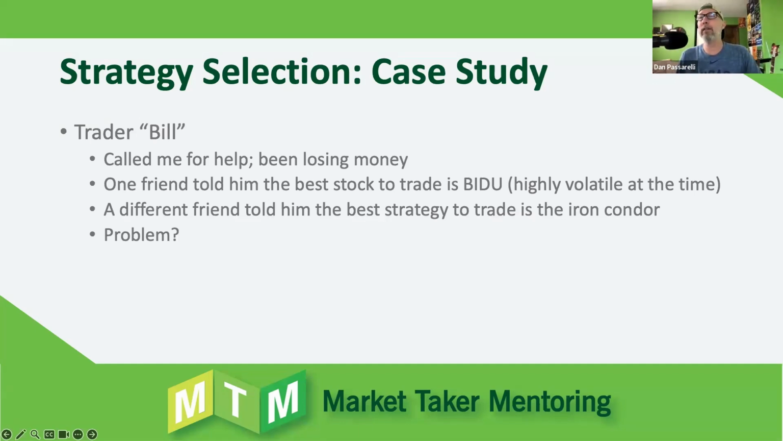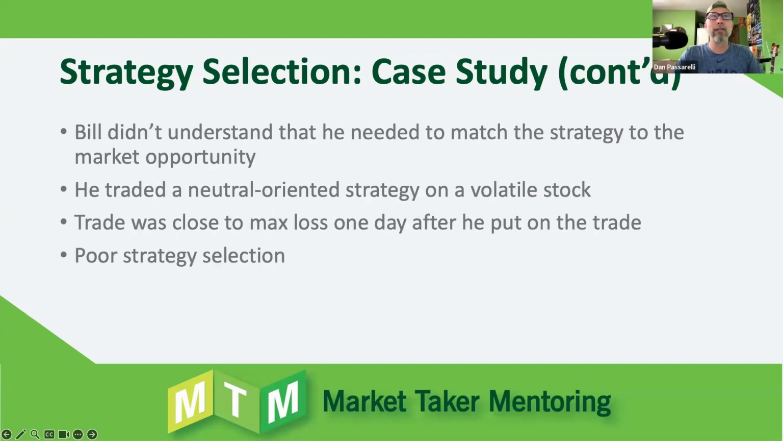A different friend said, man, I've been making a bunch of money on iron condors. So Bill figured, oh, your chocolate, my peanut butter. I'm going to trade iron condors on this volatile stock. Terrible idea. He didn't understand that he needs to match the strategy to the market opportunity. He traded a neutral oriented strategy on a volatile stock. The trade was close to his max loss one day after he put on his trade. It's just a poor strategy selection.